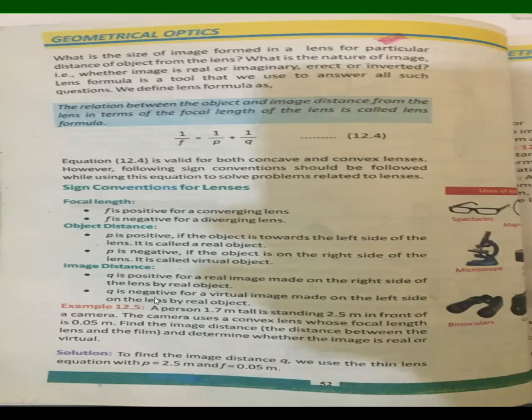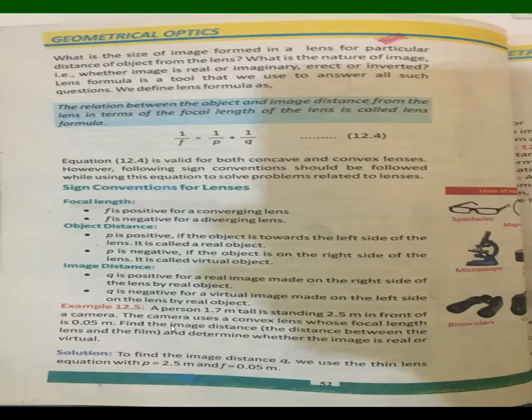Now, image distance q is positive for a real image made on the right side of the lens by a real object. q is negative for a virtual image made on the left side of the lens by a real object. So you can see when we do these examples, you will be very clear which one will be positive, which one will be negative.